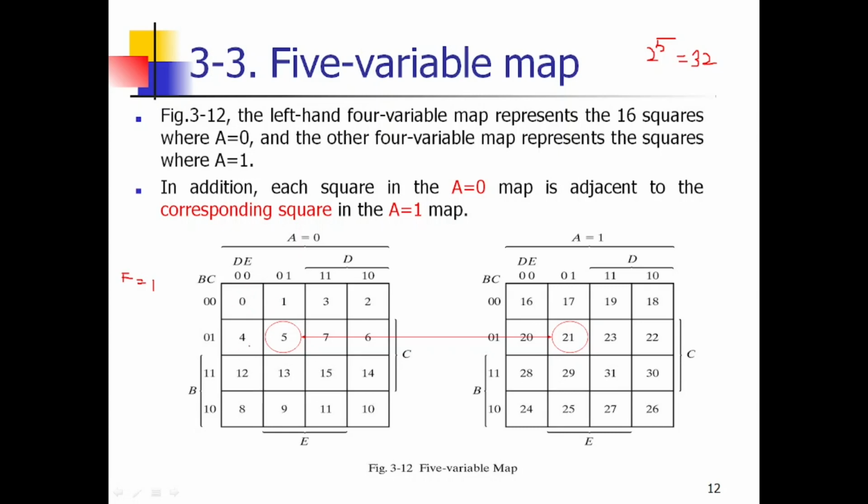This first column and the first 2 rows, and here the first column and the first 2 rows, this forms a quad. Okay. Next pair. So this forms a pair. After that, single ones. Okay, for a 5 variable map we have to go with checking of 32 adjacent cells. After that 16 adjacent cells. After that 8 adjacent cells. After that 4 adjacent cells. After that 2 adjacent cells. After that single ones.